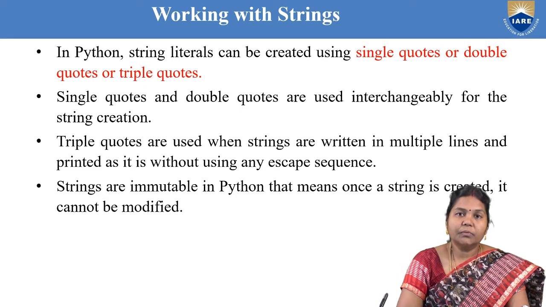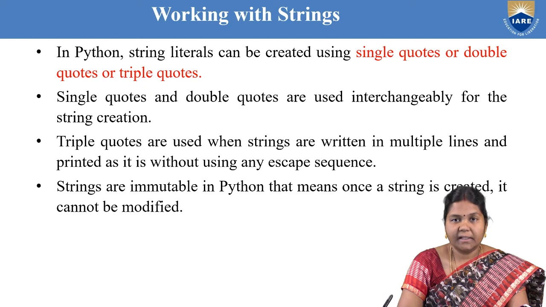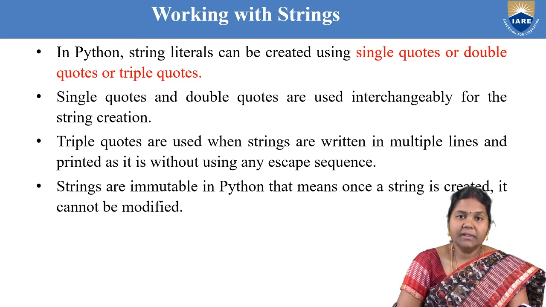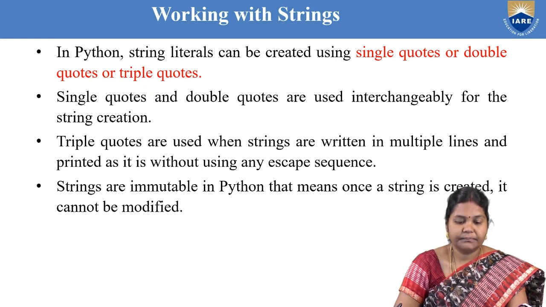Now single and double quotes are used interchangeably for string creation. Similarly, triple quotes are used when the strings are written in multiple lines, without using escape sequences. Now, the string objects are immutable in Python. That means once the string objects are created, they cannot be modified. So, this is the nature of strings in Python. Please remember that strings can be created using single, double or triple quotes, and triple quotes are used whenever the string length is more than one line, and string objects are immutable in nature.